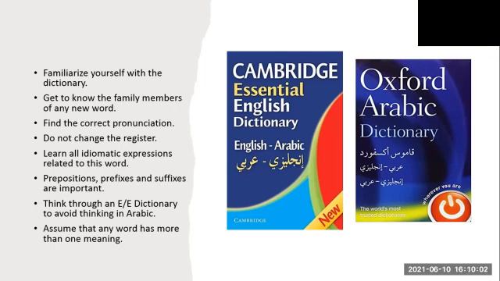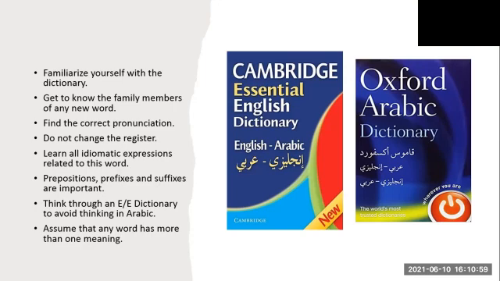Find the correct pronunciation. Do not change the registers. Learn all idiomatic expressions related to this word as much as you can. Of course, do not memorize, but you have to keep in mind that this word has several idiomatic expressions. So when you know that, you can go back and check them. Prepositions, prefixes, and suffixes are important. Think, and this is my advice for you, think through an English dictionary first to avoid thinking in Arabic.